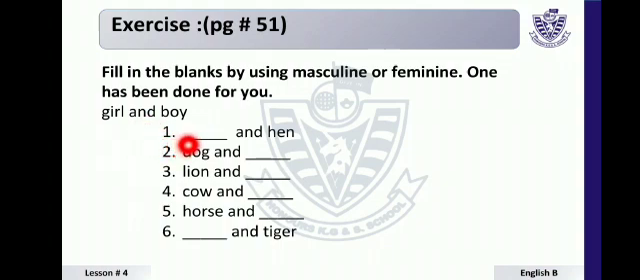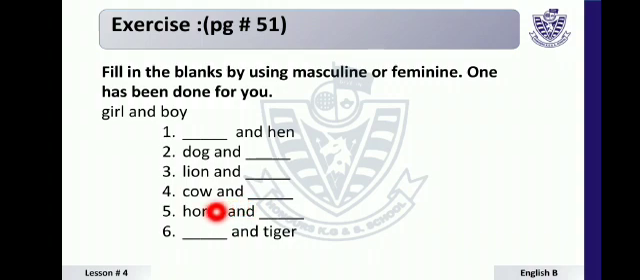First one is dash and hen. We will write here masculine of hen, that is cock. Cock and hen. Next one is dog and dash. We will write here feminine of dog. Dog and bitch. Lion and dash. We will write here lioness. Lion and lioness. Next one is cow and dash. We will write here bull.